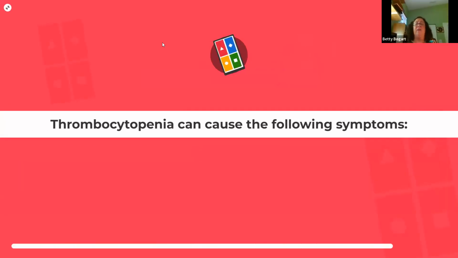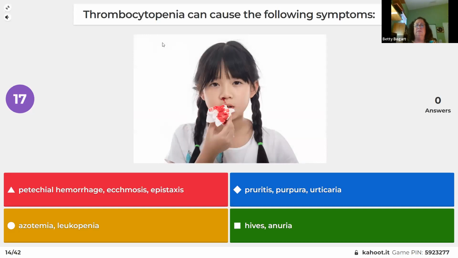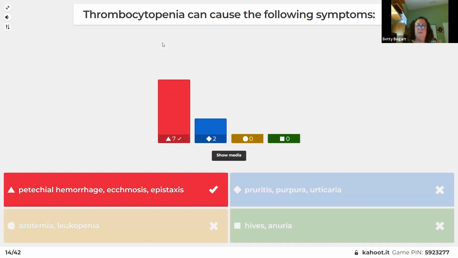Thrombocytopenia can cause the following symptoms. Well, remember P, that means there's not enough platelets. When you don't have enough platelets, what are you concerned about? What would you see? And you'll see that petechial hemorrhage, that little purplish looking rash, bruising, and then epistaxis is what we usually will see with it.